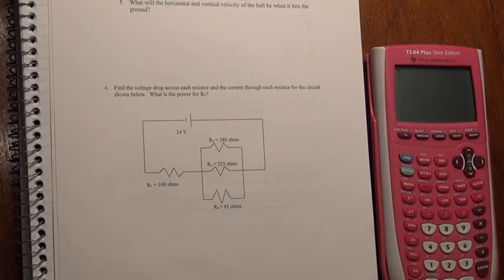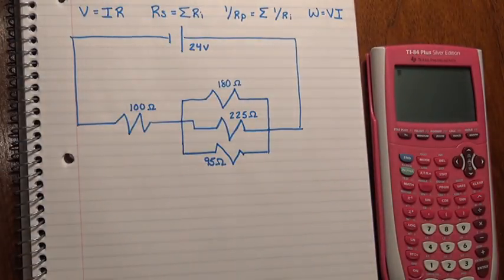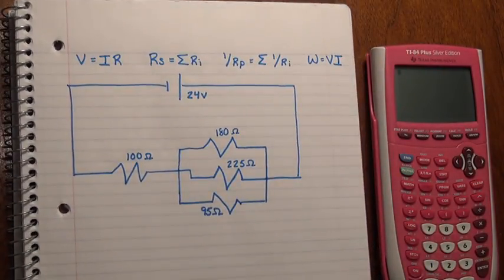Alright, so this is going to be the final review problem number 4, which reads, find the voltage drop across each resistor and the current through each resistor for the circuit shown below, and asks for what is the power of R3. So, in order to solve this problem, I've drawn the circuit a little bit bigger. Hopefully it's a bit easier to see like that.